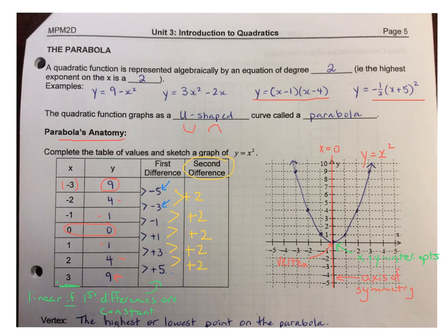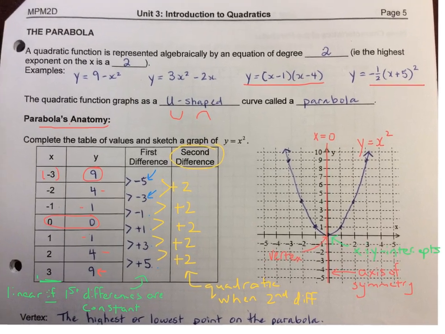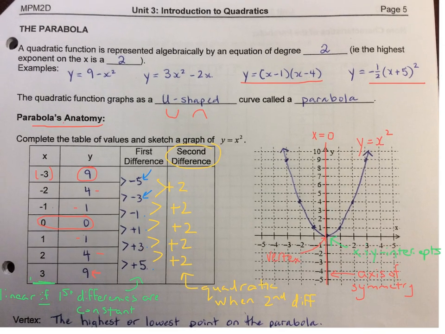It's a degree 2 equation. It's that U-shaped curve. To be quadratic, the second differences are constant. So it's quadratic if the second differences are constant. Quadratic when or if second differences, I'm just going to put DIFF for differences, are constant.